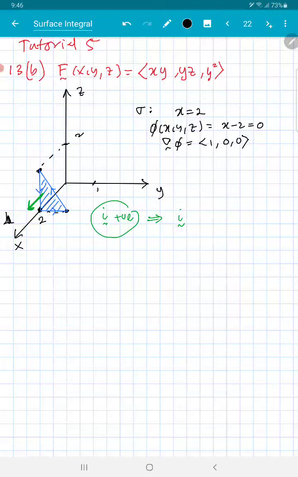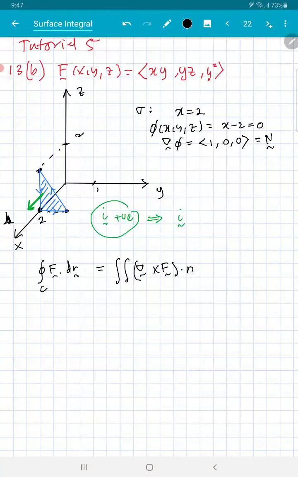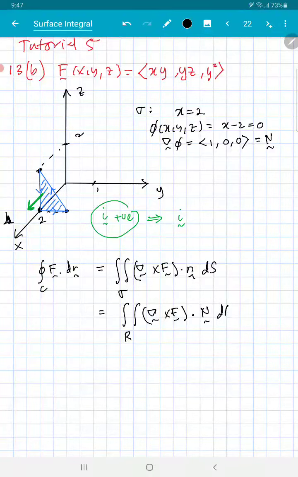We want the x component to be positive 1, so it is already positive 1, so that would be your normal vector. Okay, what we want to evaluate is the line integral of F dot dr. Using Stokes' theorem, this is equal to the integral of del cross F, which is the curl of F, dot the unit normal vector, integrated over the open surface sigma. But to evaluate this, we project this onto region R, and then the unit normal vector n dS will be replaced by the normal vector dA.